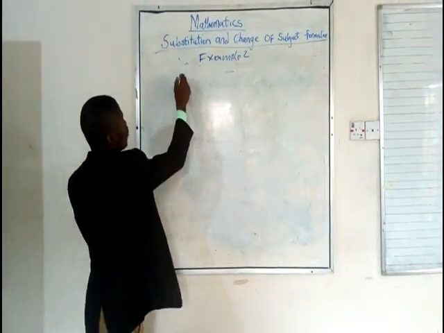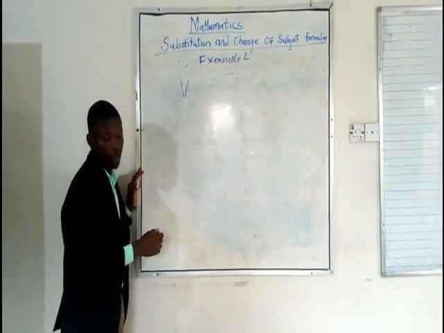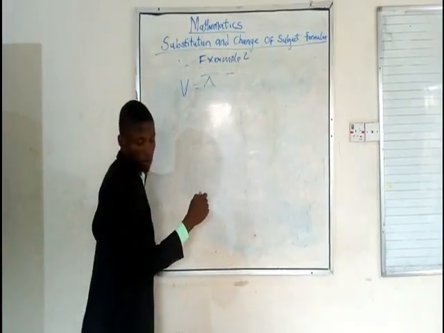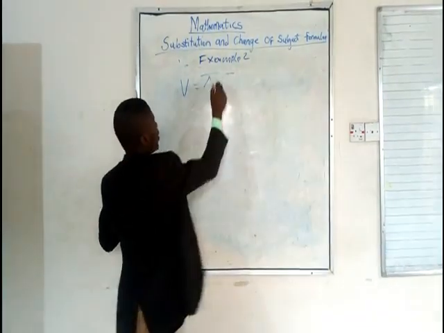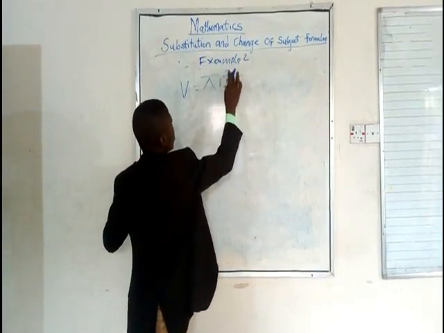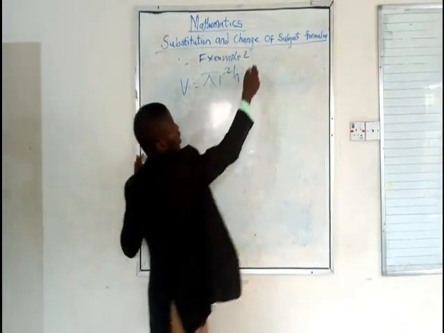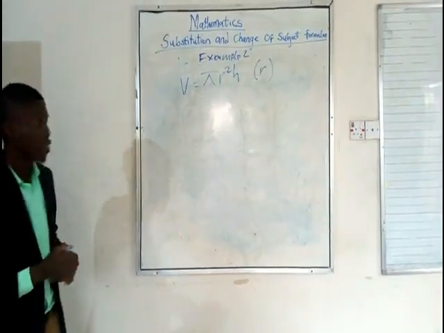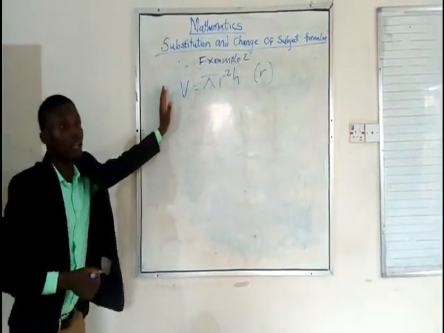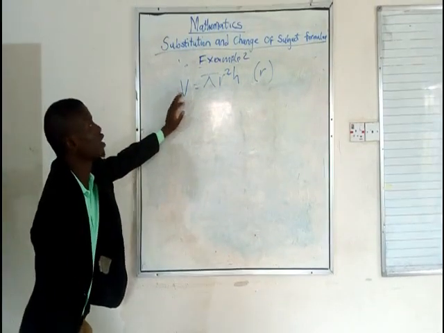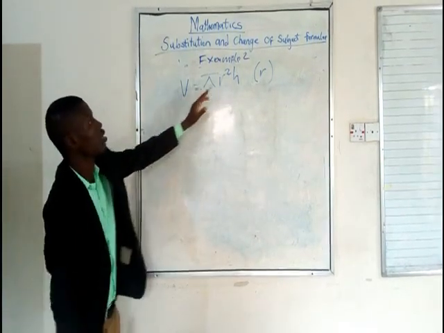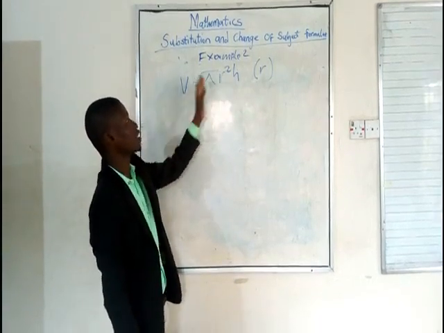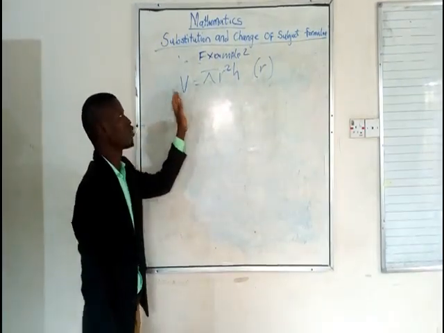If for example I have V equals pi r squared h, and they say I should make r the landlord, the subject of the formula. This is our former landlord, and we don't want this man to be our landlord again. This is our new landlord. And this man has to park to this side.